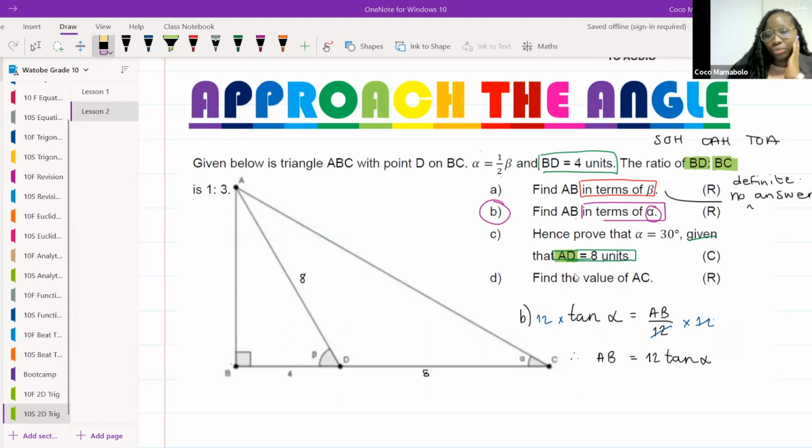Yes, Patu. Ma'am, A is half of beta. Beautiful, excellent, good. We know that alpha is half of beta, right? So we don't actually have to calculate for alpha. What can we do to find alpha? What can we calculate for instead? Which angle can we calculate for instead? That's it. We can calculate for beta, because as soon as we have beta, we then know that alpha is half of that.